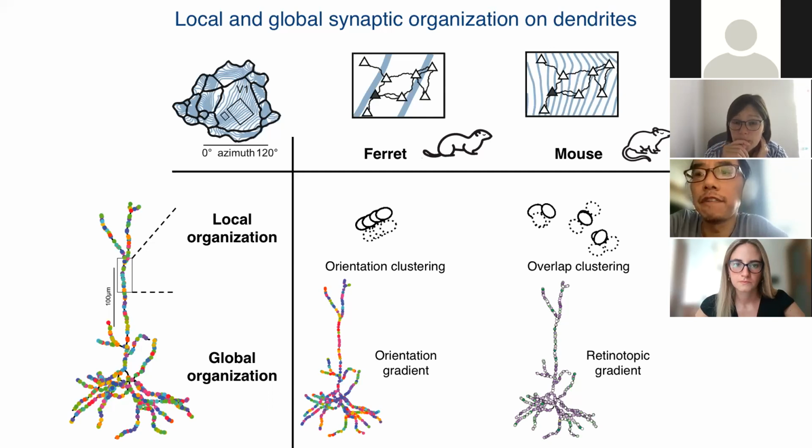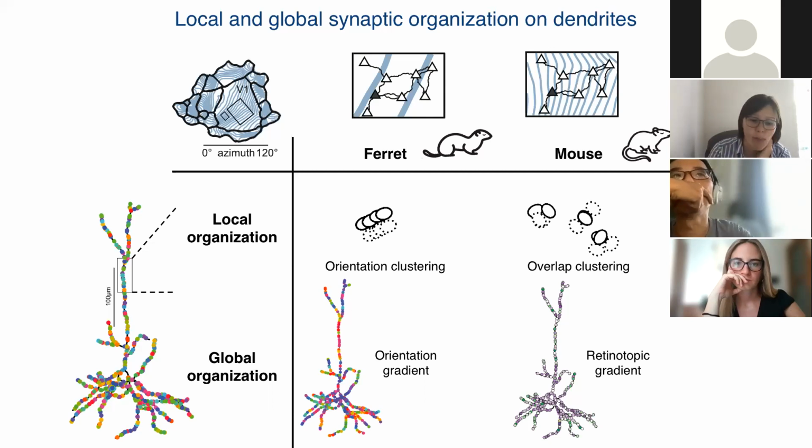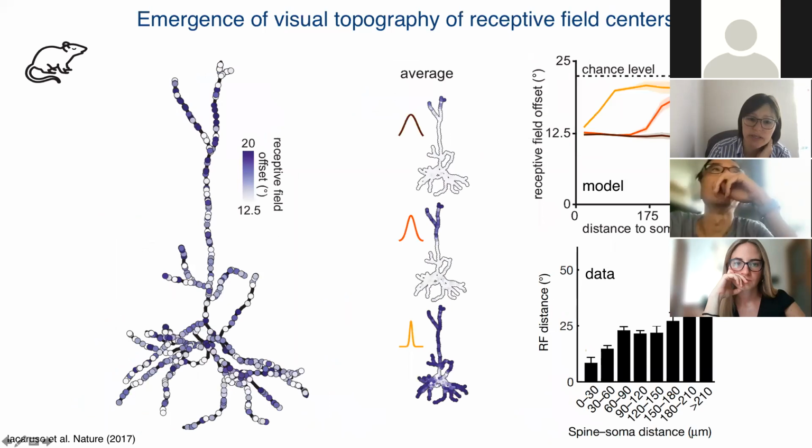So in the ferret, there still is some retinotopic gradient, right? Yeah. In the mouse, only in the mouse, not in the ferret. Only in the mouse, so the ferret doesn't. Yeah. Ah, okay. Exactly. So this is data from the mouse.